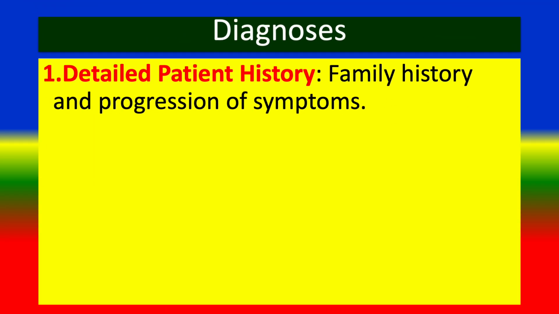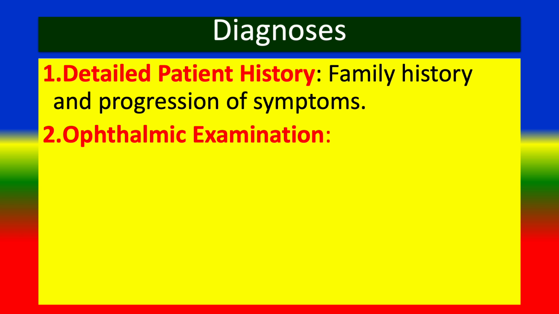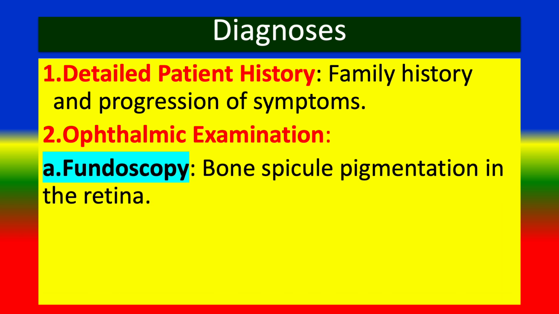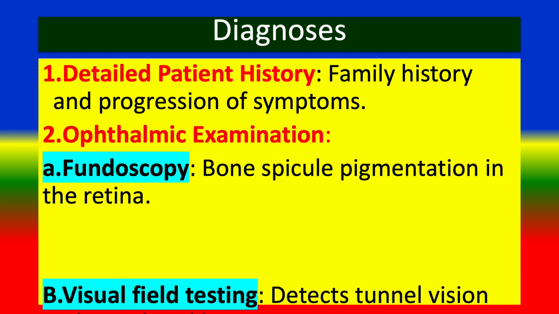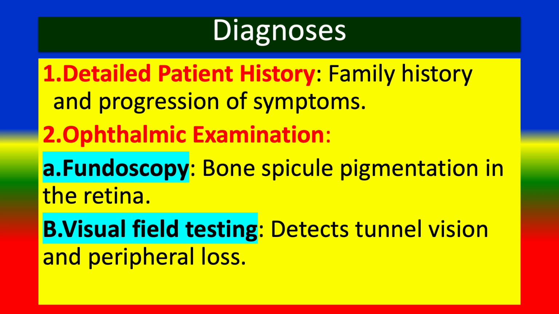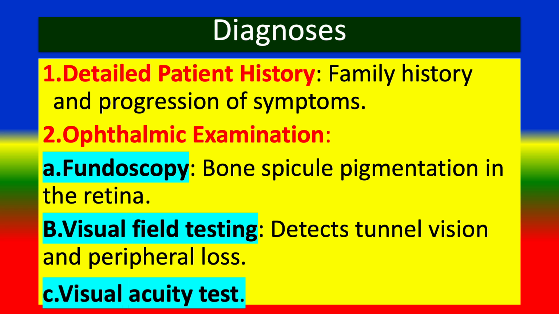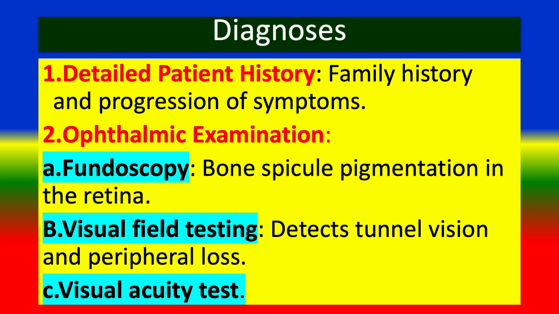Diagnosis. 1. Detailed patient history, family history and progression of symptoms. 2. Ophthalmologic examination. A. Fluoroscopy, bone spicule pigmentation in the retina. B. Visual field testing detects tunnel vision and peripheral loss. C. Visual acuity test.